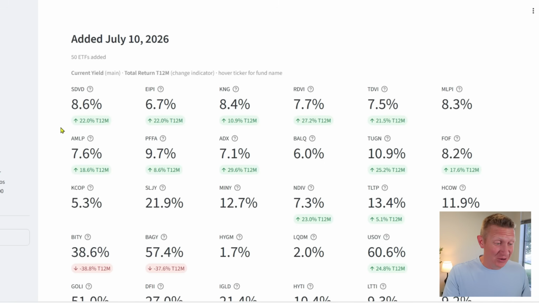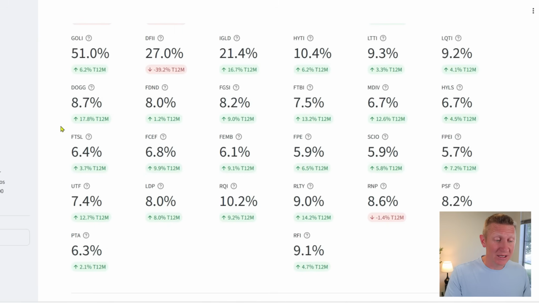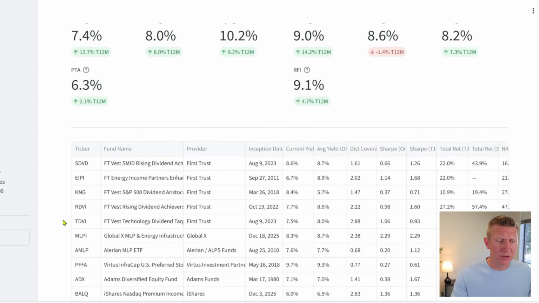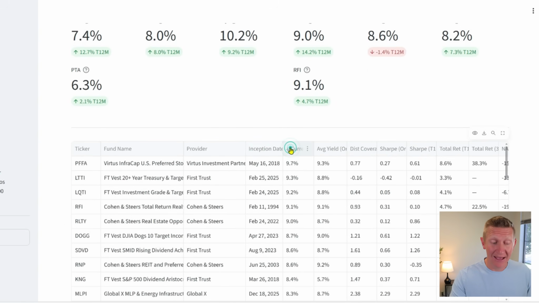That's a ton. So let's go ahead and scroll down here. We can do this first initial analysis. You can take a look at just this one section here and just these ETFs. Then we can actually do an all-up review. So if we scroll down here, you can see all these ETFs and you can sort based on, let's say, yield, right? You want to see which of these are the highest yielders. And that would be right here from Virtus, InfraCap US Preferred Stock ETF, yielding presently 9.7%.